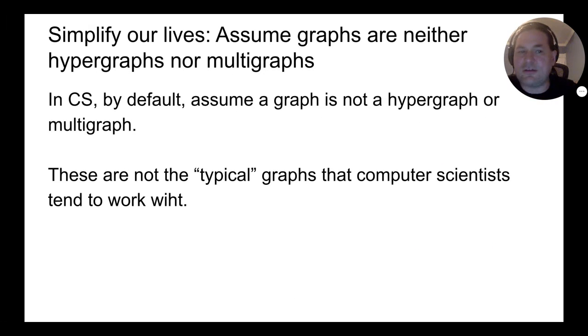So to simplify our lives for this class, we're going to assume graphs are not hypergraphs and they're not multigraphs. In fact, in general, in computer science, if somebody says graph, they don't mean hypergraph and they don't mean multigraph. Your questions are going to be: is it directed or undirected? And is it weighted or unweighted? That's what graph means for computer science. And if people meant hypergraph or multigraph, they would have said so.